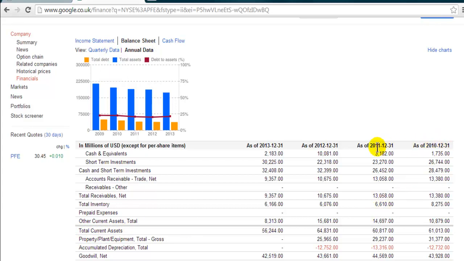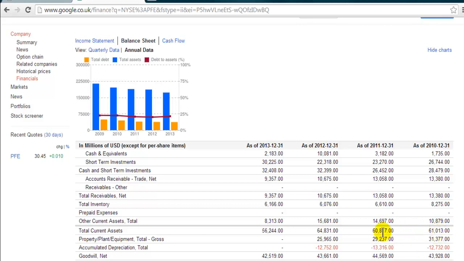2010, 2011, 2012, 2013. So we can see that the total current asset was 61,013 in millions of dollars. It's in millions of dollars, so $61 billion, in fact, in 2010. You want to see whether it's increasing. That's good news.